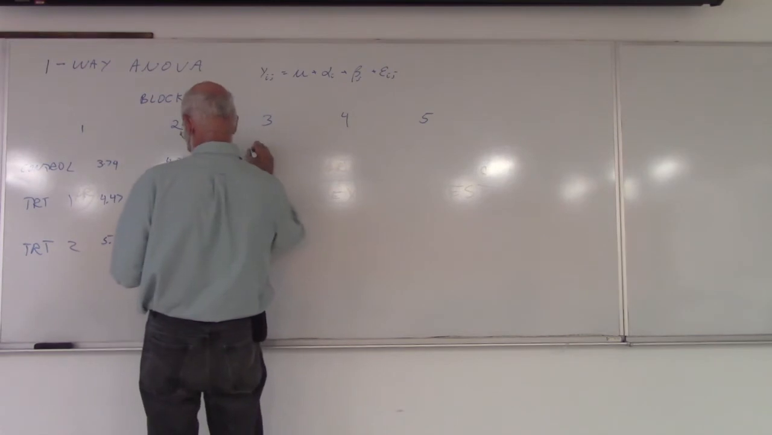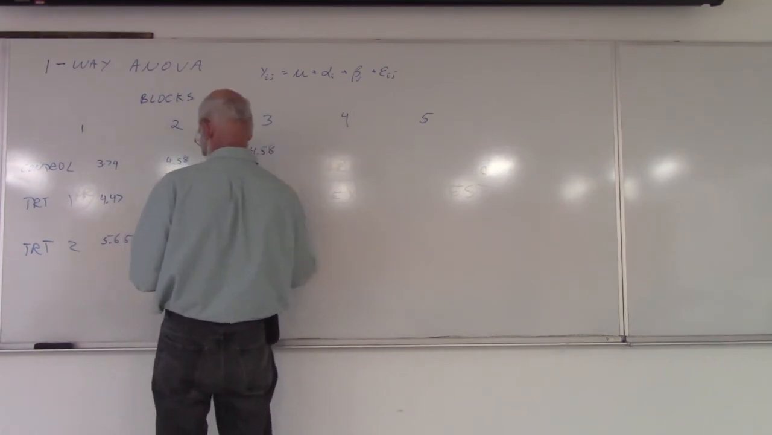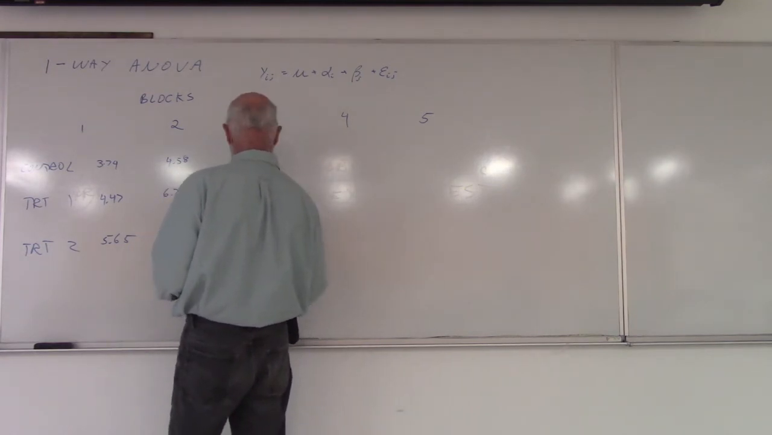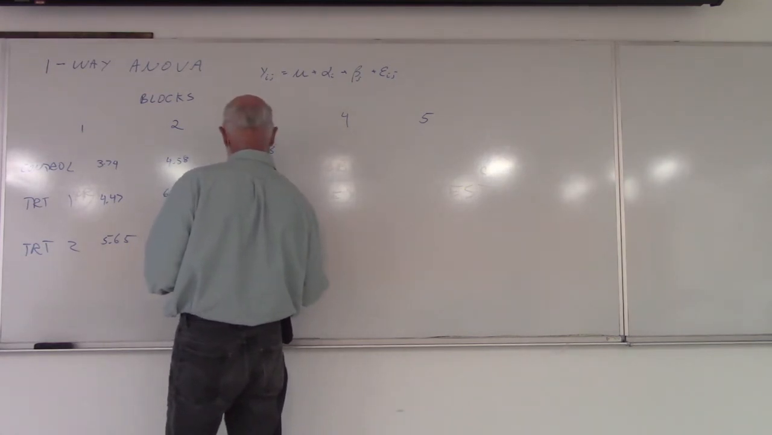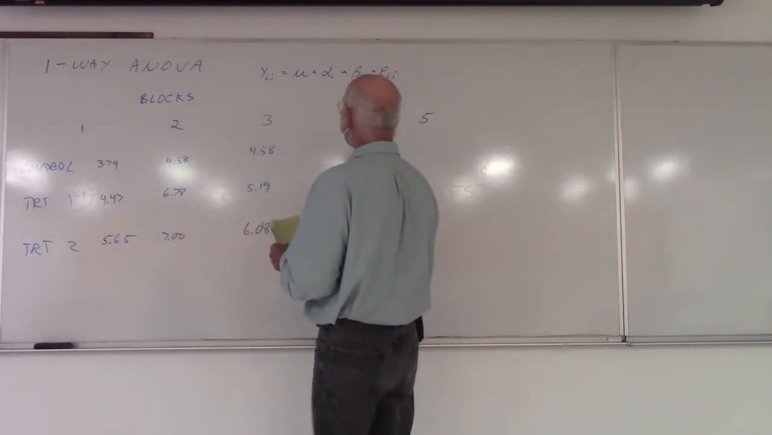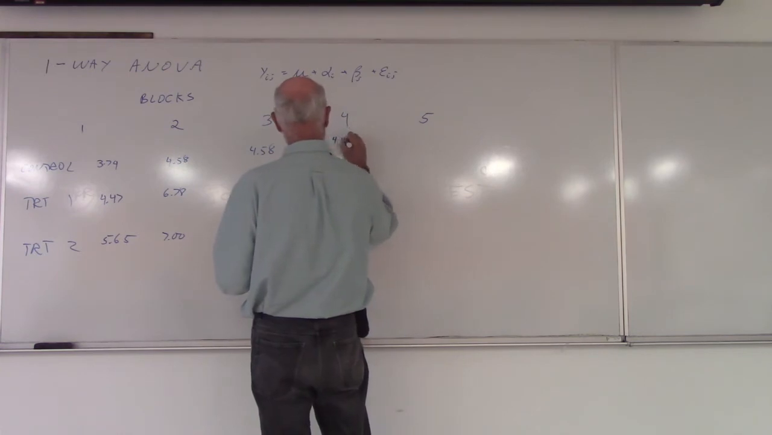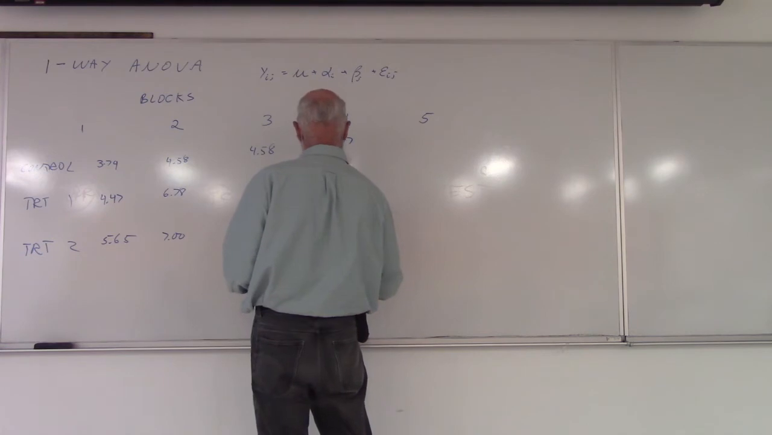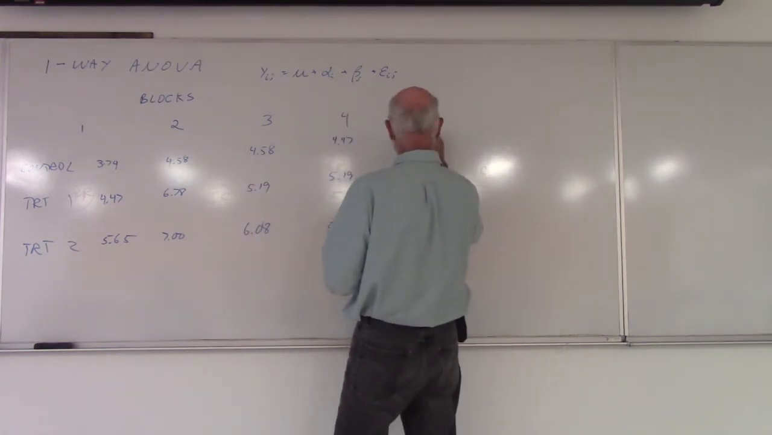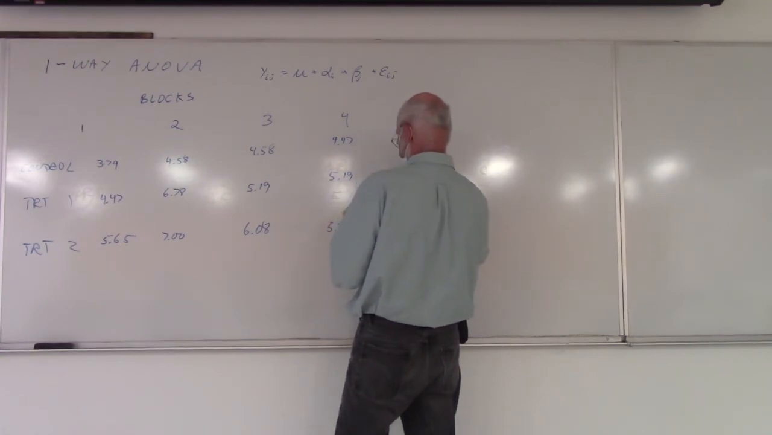And for block three, we have 4.58, 5.19. These values are the natural logs of the number of no-growth plates. 6.08, we have 4.47, 5.19, and 5.74, and here we have 4.79, 6.85, and 7.55.